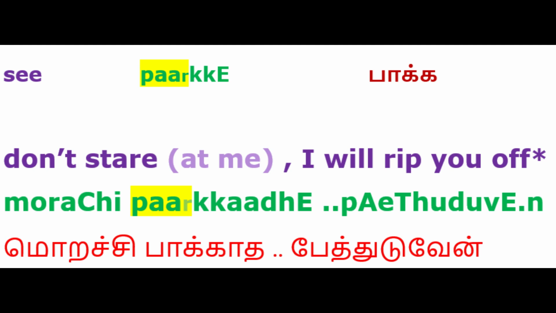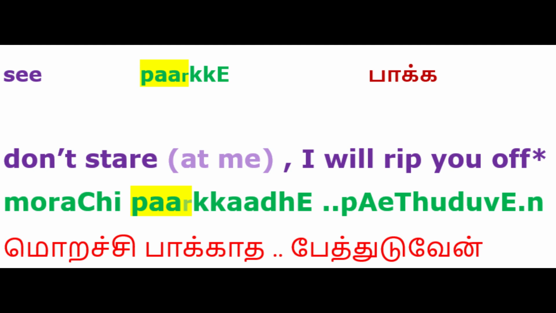And the r is not pronounced. So that could give you the root of the verb, if you want to understand it that way. Par becomes pa-pe, then the future pa-te. All of this you can learn in the future tense and past tense lessons that I've already taught in previous videos. You can check them. Don't stare, I'll rip you off.